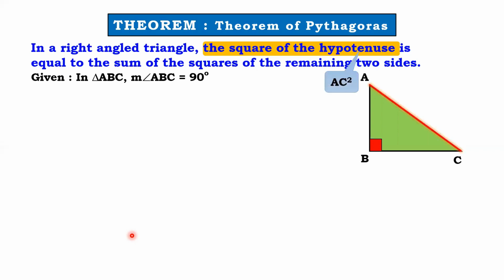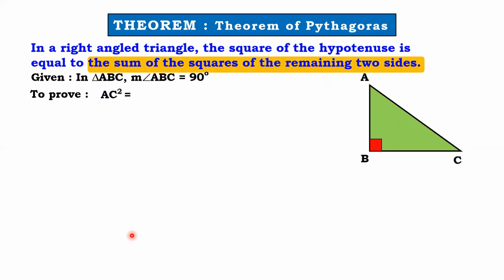Now AC square is equal to what? Is equal to the sum of the squares of the remaining two sides. Now which are the remaining two sides? Yes, the remaining sides are AB and BC. So sum means plus, sum of the squares means AB square plus BC square. This is what we have to prove.